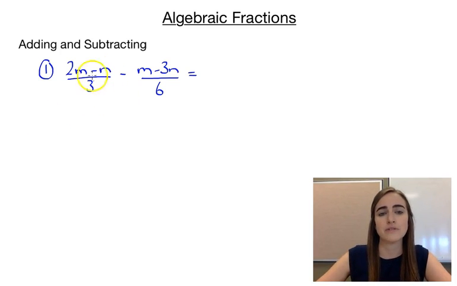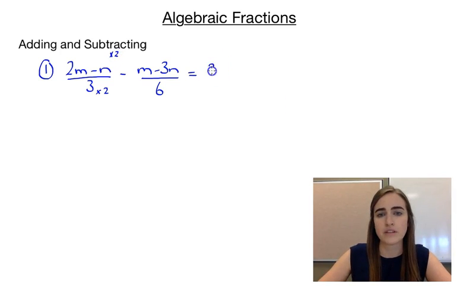So our first example that we've got is 2m minus n over 3 minus m minus 3n over 6. So they don't have a common denominator, so we need to manipulate it so that they do. The lowest common multiple of 3 and 6 is 6. So to make this one have a denominator of 6, we'd have to multiply by 2, which means we need to multiply the top by 2 as well.